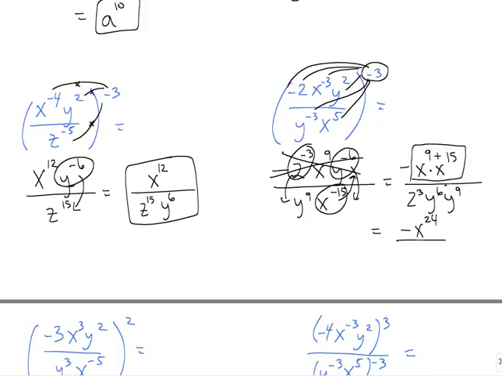In the denominator, those y's are also on the same level, so we're just going to be adding those powers. 6 plus 9 is 15, so we have a y to the 15th. And 2 cubed is 2 times 2 times 2, so that becomes 8. So my simplified answer, negative x to the 24 over 8 y to the 15th.